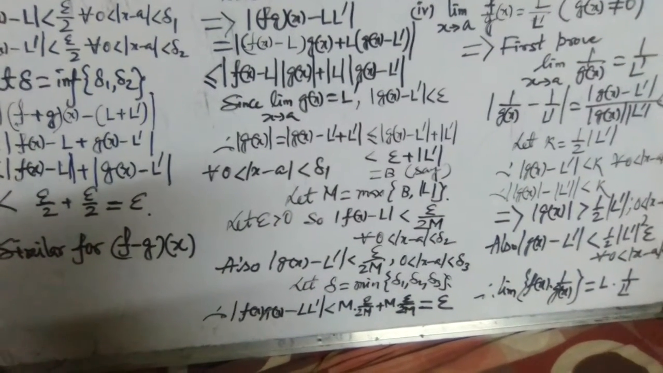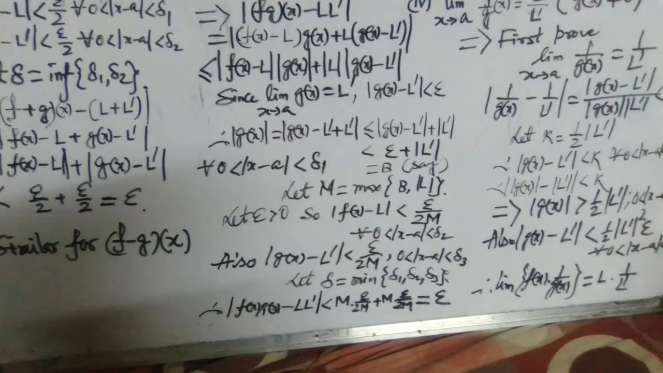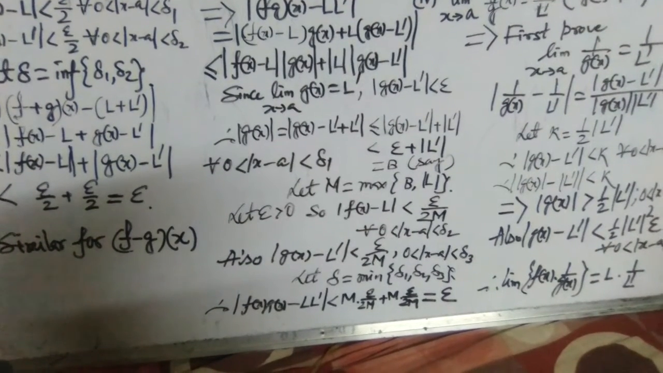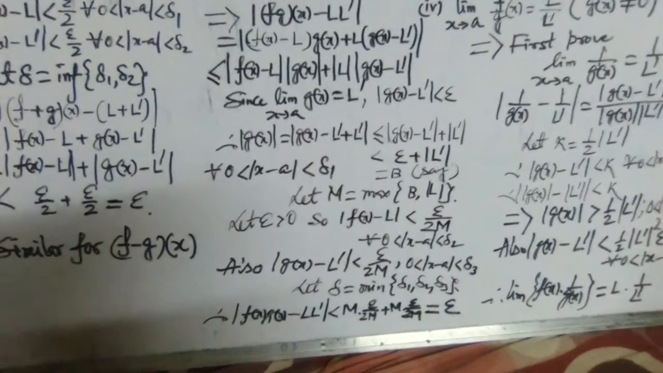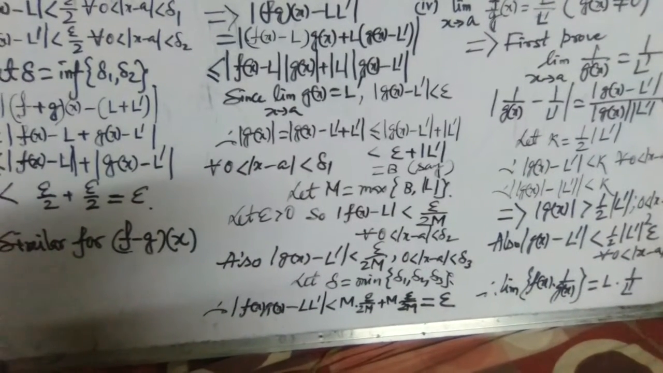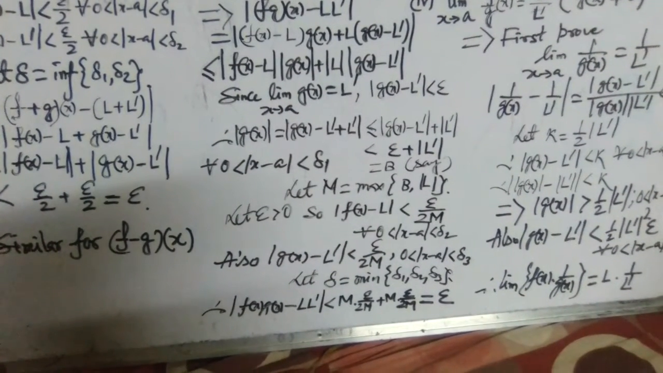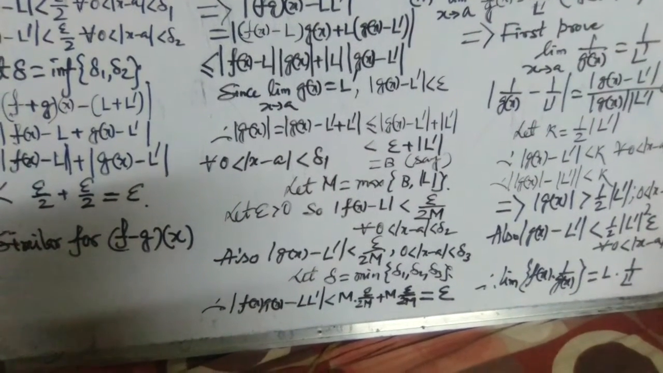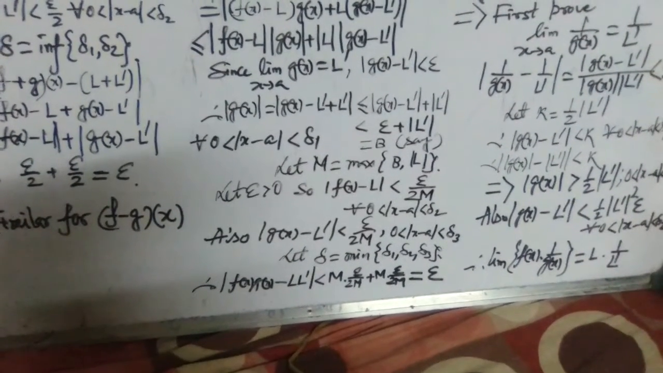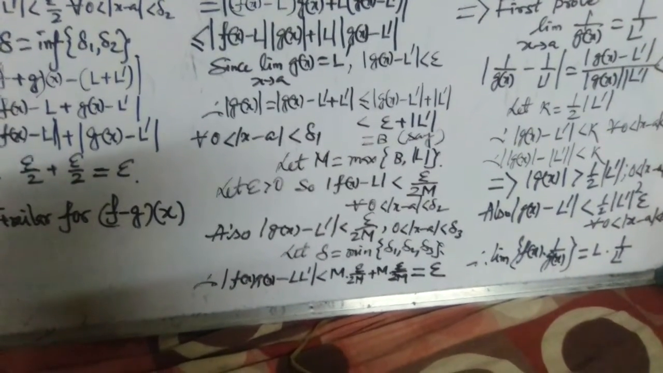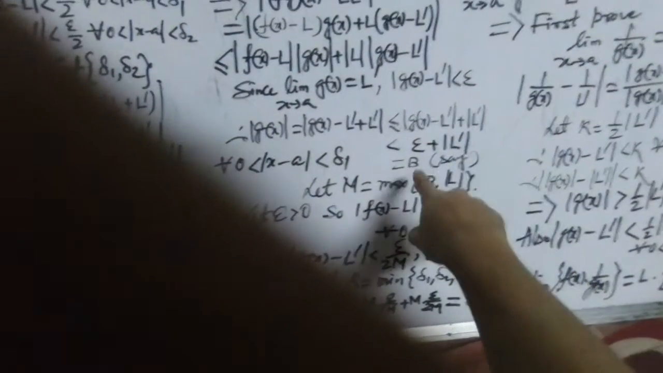Since the limit of g(x) exists, we can have |g(x) minus L prime| smaller than some epsilon. Then modulus g(x) equals mod (g(x) minus L prime plus L prime), which is less than epsilon plus mod L prime for all 0 less than |x minus a| less than delta 1. So for arbitrary epsilon, there exists positive delta 1, and we can choose this epsilon plus |L prime| as a number b.